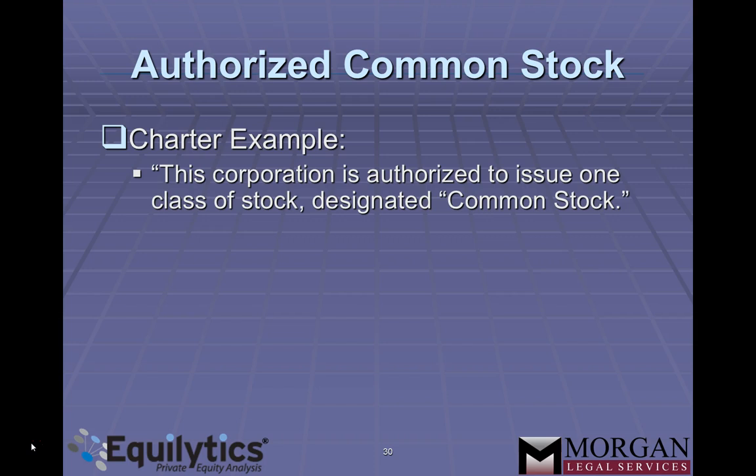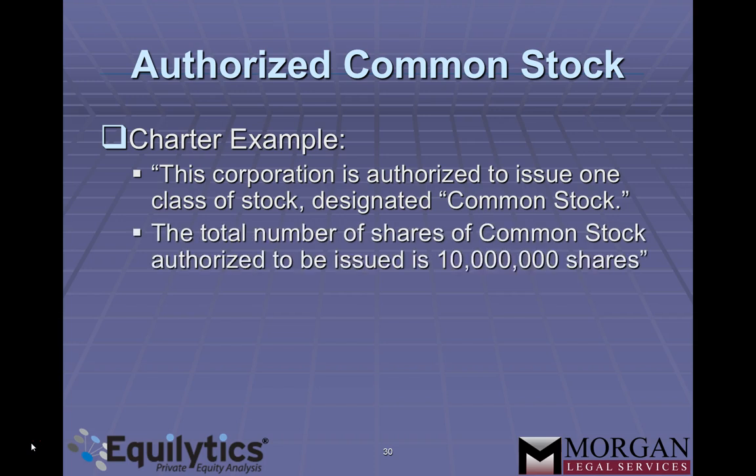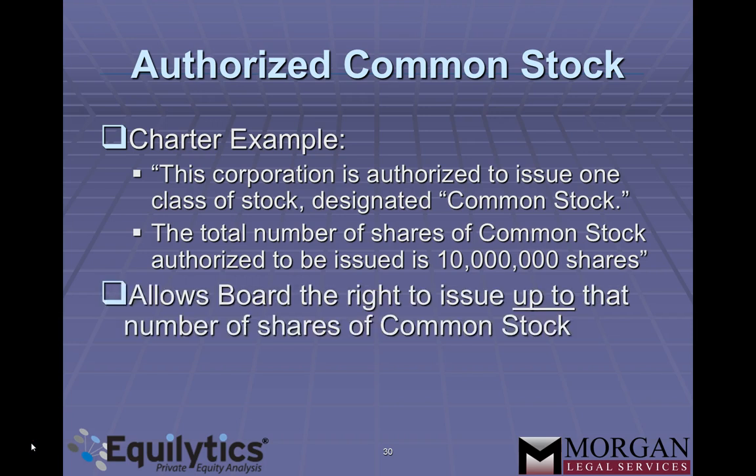So first, we are defining what class of stock we are authorizing. Total number of shares of common stock authorized to be issued in this example is 10 million shares. So we define the class and we define the amount, the number of shares. This authorization will allow the board the right to issue up to that 10 million shares of common stock.